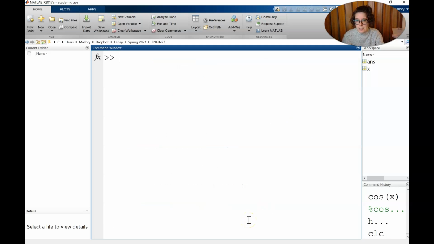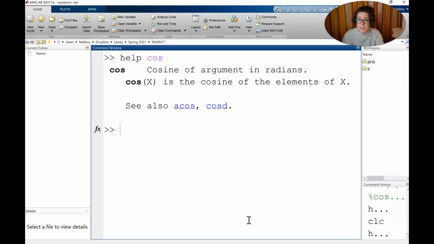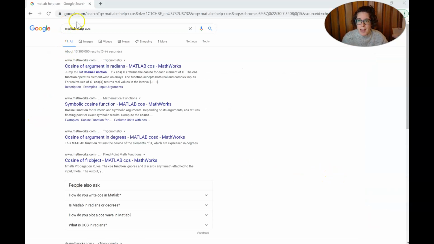So I'm going to do a CLC. So remember that was help, space, and then whatever the function is that we are interested in. If you need more information than what MATLAB is giving you here, that's where Google can help you. So here I've searched MATLAB help cosine. I'm going to go to the MathWorks website.